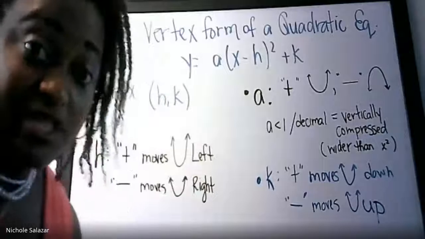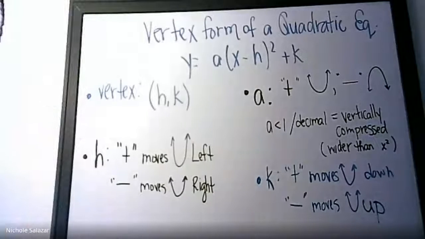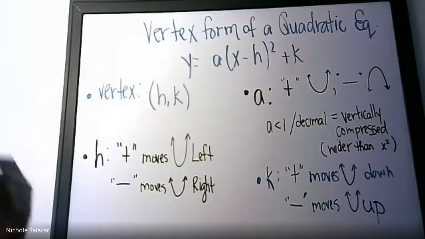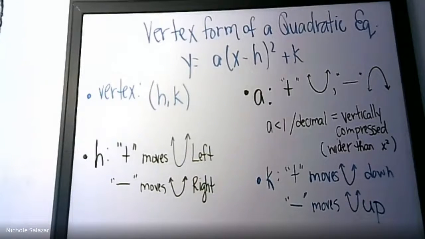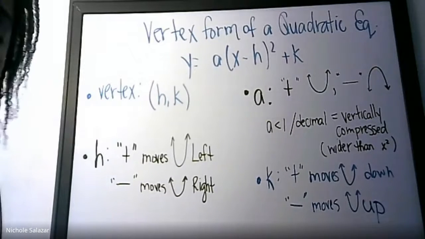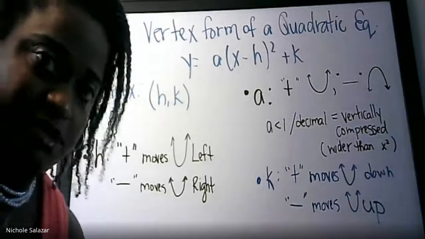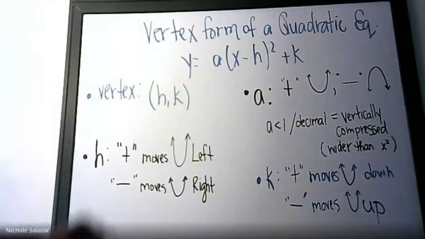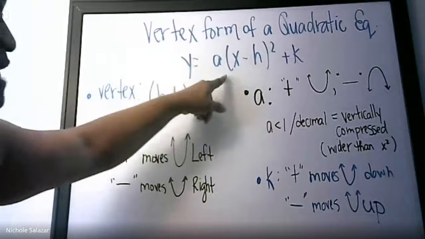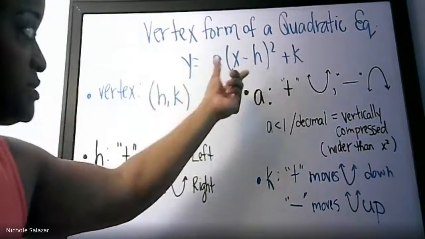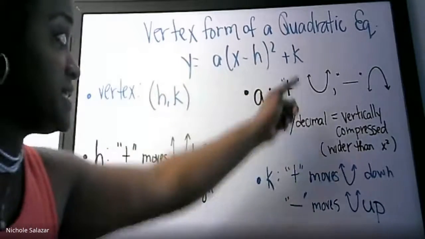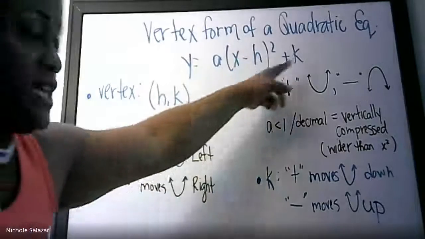Salazar, and I want to talk to you about what we've been doing in class in Honors Algebra 1. Now, we've been talking about the vertex form of the quadratic equation, which is different from what we were working with earlier, and I'll make a video about those other equations later. So we have y equals a times (x minus h) squared plus k. That h and k are important.